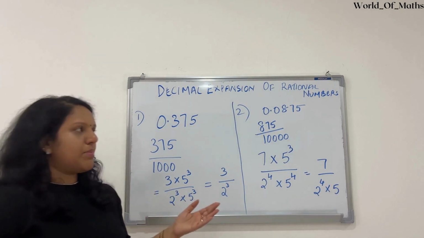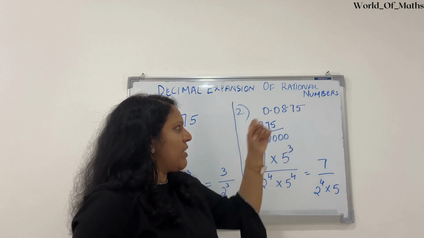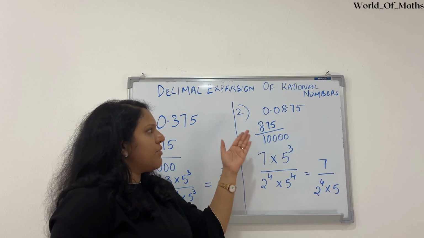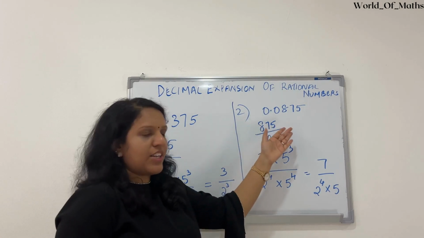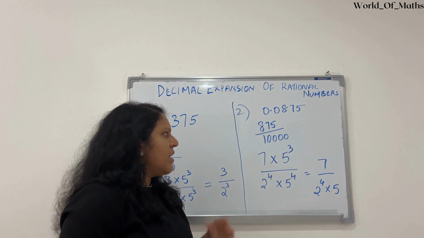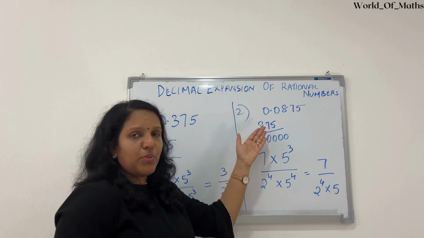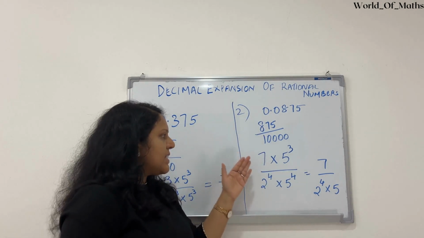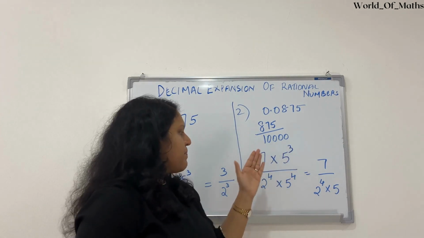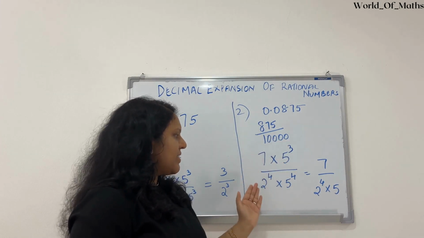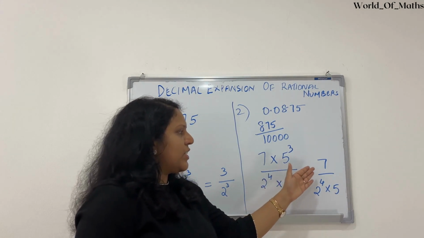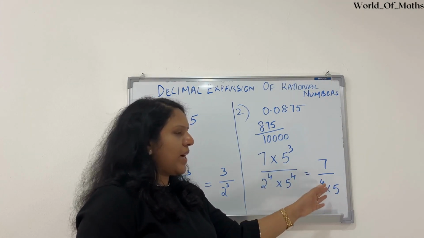Let's take another number, which is 0.0875. In the same way, it is a terminating decimal number, and if we express it as a fraction, we can write it as 875 by 10,000. Prime factorizing both, 875 is 7 multiplied by 5 to the power of 3, and 10,000 is 2 to the power of 4 multiplied by 5 to the power of 4, which gives 7 by 2 to the power of 4 into 5.